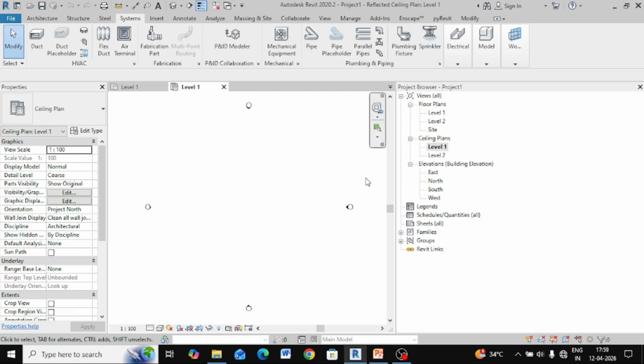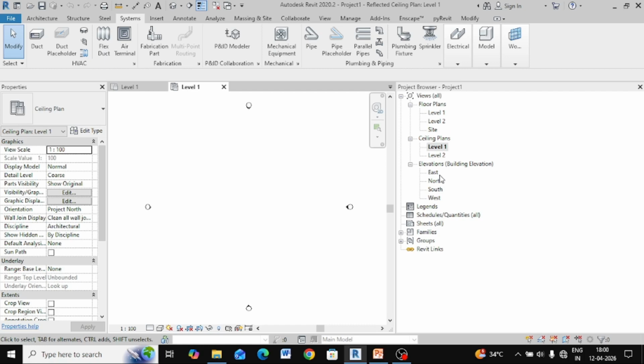In a real project, both floor plans and ceiling plans are used together. Engineers must coordinate between these views to ensure that services are properly placed without conflicts. For example, a duct shown in ceiling plan should not clash with a beam or lighting fixtures. Proper understanding of these views helps in creating accurate and efficient designs.